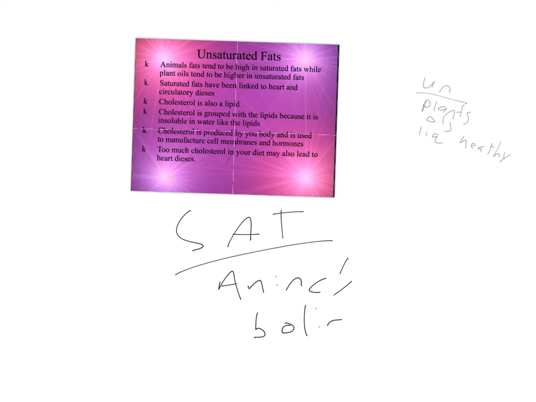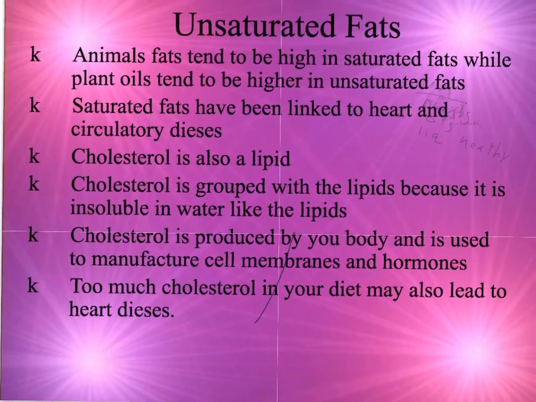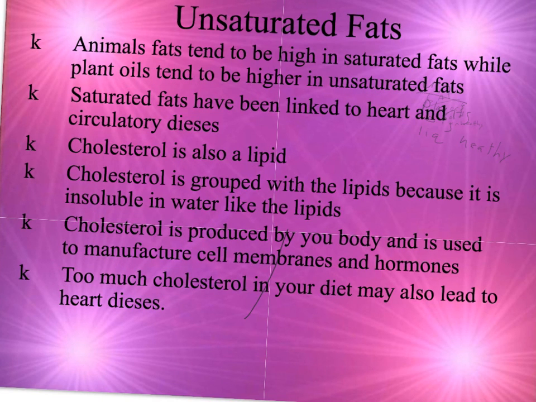The saturated fats, on the other hand, tend to come from animals, right? They tend to be solid at room temperature. And they tend to be unhealthy for us. Unhealthier, I guess would be the way to say it. Okay? So that's what we're referring to when we're talking about saturated versus unsaturated fats. Cholesterol is also an example of a fat, and we'll talk more about that in class.